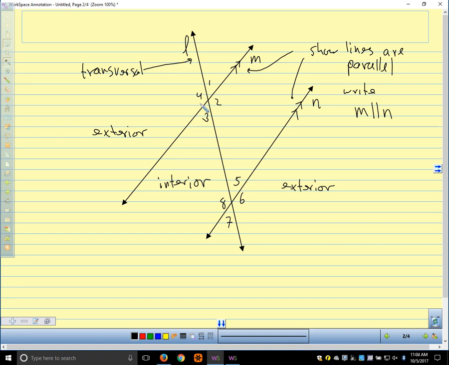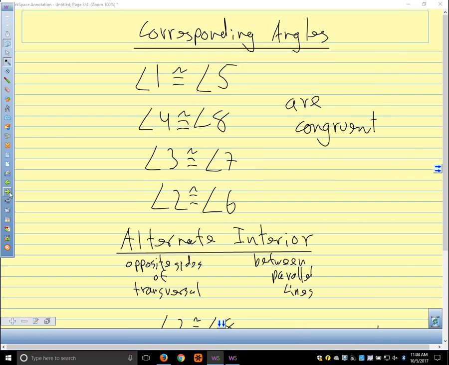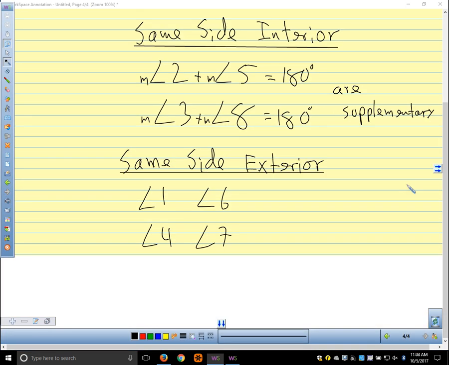So, want to make a wild guess on how those are going to be related? Supplementary. Those are supplementary as well. So I'm going to say the measure of angle 1 plus the measure of angle 6 is 180. And the measure of angle 4 plus the measure of angle 7 is 180. And those are going to be supplementary.